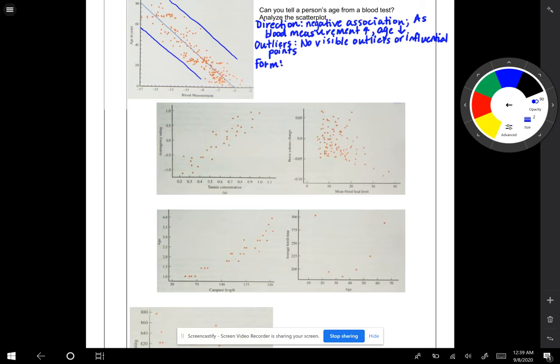As far as form goes, is it linear or curved? Well, this definitely does not look curved to me. So it seems to be a linear pattern. And lastly, there's strength. Words like strong, moderate, weak. The points are pretty close to that line, but they're not right there on the line. So I would call it a moderate association.